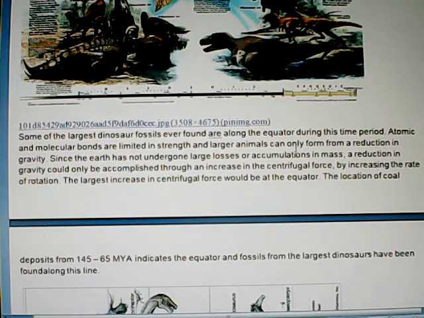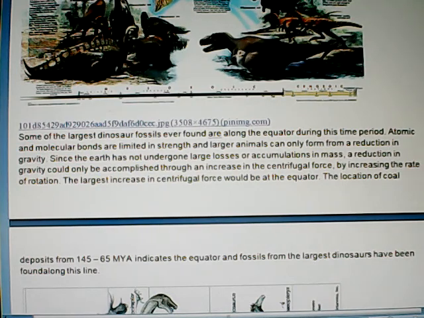Atomic and molecular bonds are limited in strength, and larger animals can only form from a reduction in gravity, since the Earth has not undergone large losses or accumulations in mass. A reduction in gravity could only be accomplished through an increase in the centrifugal force by increasing the rate of rotation. The largest increase in centrifugal force would be at the equator.